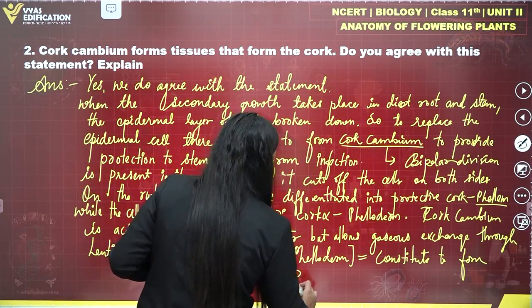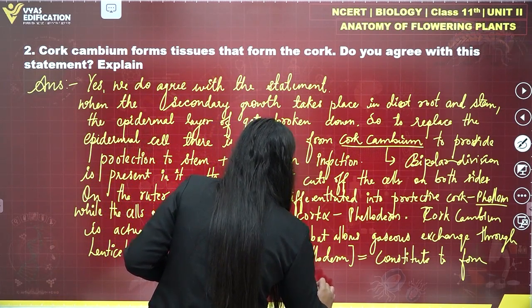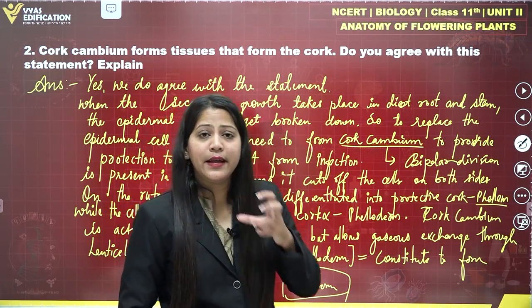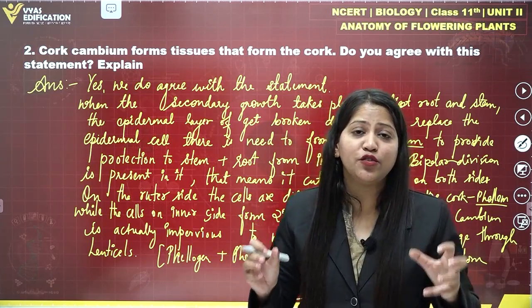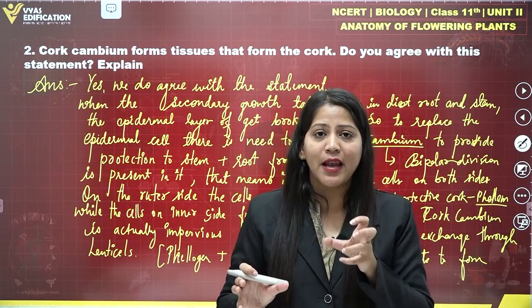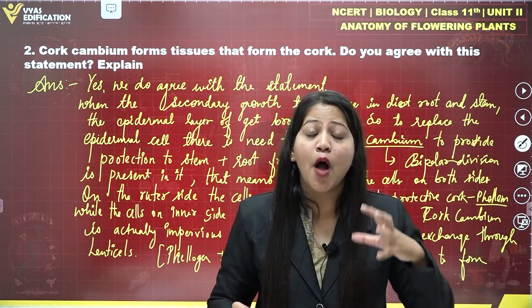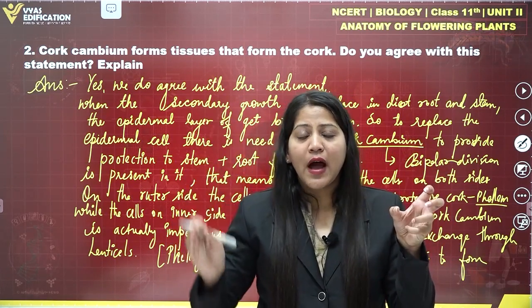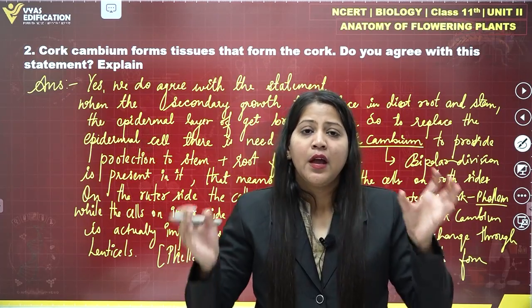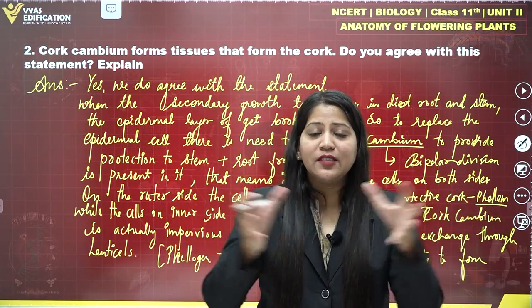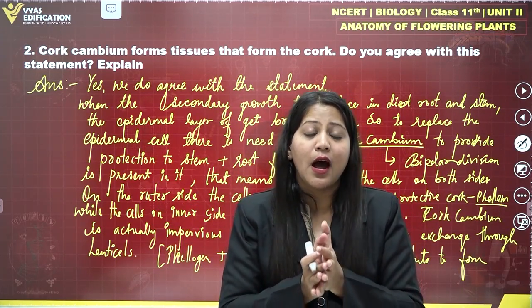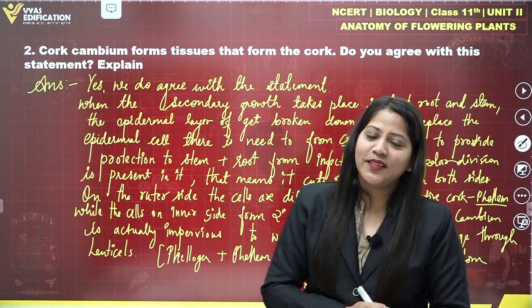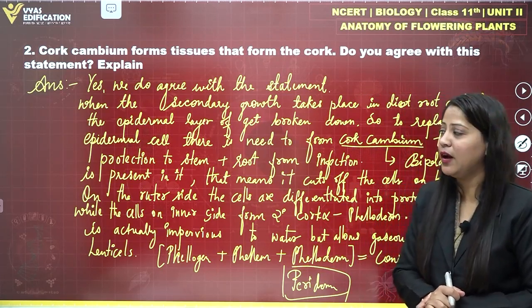So all these constitute to form periderm, or we can call this layer which is constituting all these three layers, such as phellogen, phellem, and phelloderm on the inner side. The inner side one is phelloderm and on the outer side it is phellem. So all these three layers together form a new layer which is known as periderm. So with this we have completed the solution number 2.